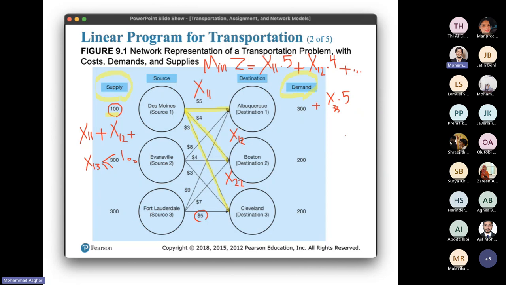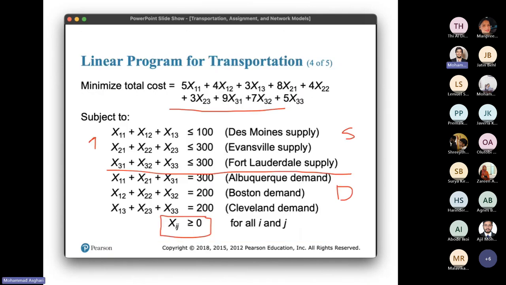You can write this as well for different sources. For example, for the third source, you have to get a summation of the decision variables related to these three arcs. All items shipped from source three to destination one, x31, plus all items shipped from source three to destination two, x32, plus all items shipped from source three to destination three, x33. They must be less than or equal to 300, the capacity of source three. So this is the way that you can write the constraint related to supply.